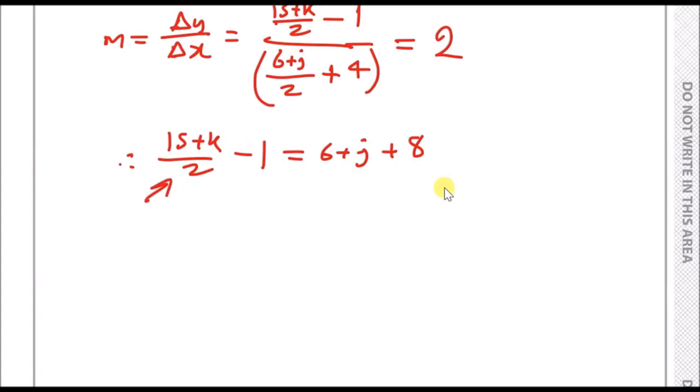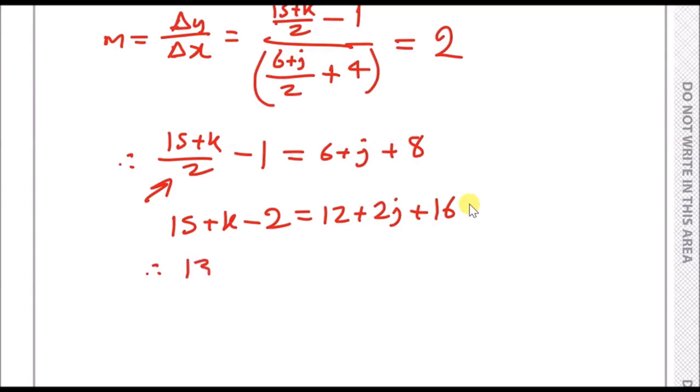Now, timesing it by 2, you're left with 15 plus k. This becomes a minus 2. We're going to get 12 plus 2j plus 16. And then just collect like terms, yeah? So now, collecting like terms on left, you're going to get 13 plus k equals, well, on the right side, 12 plus 16 is 28 plus 2j.